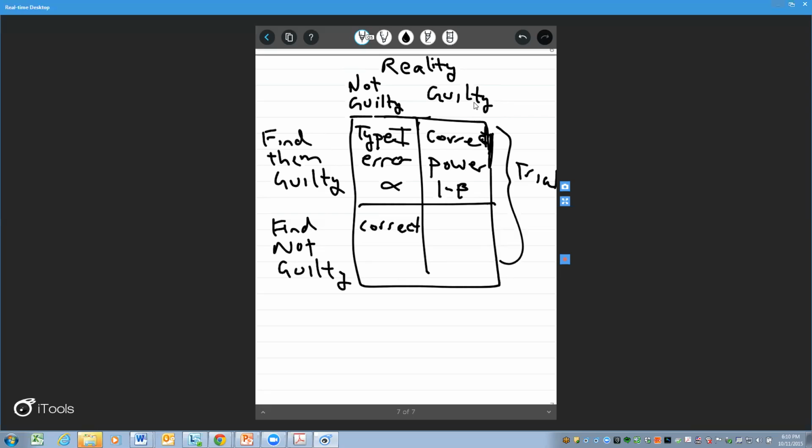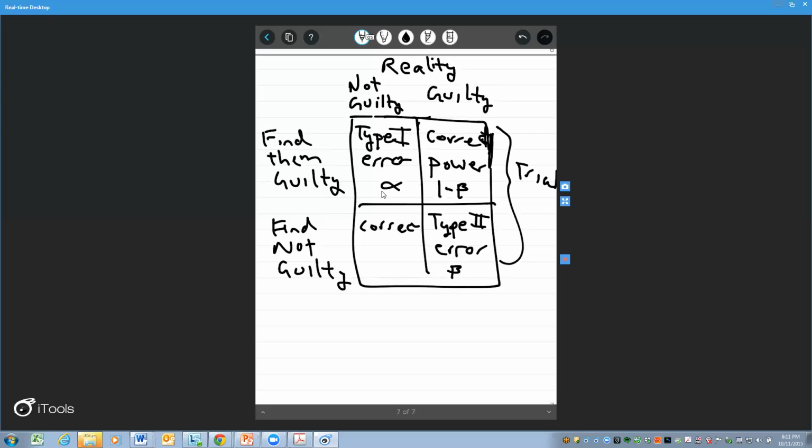Now, what if the person actually committed the crime, but we found them not guilty? That means that we've let a guilty person go free, which means we have committed an error. It is a different error than sending an innocent person to jail. So we're going to talk about it being the type 2 error, and we're going to set it to be beta.